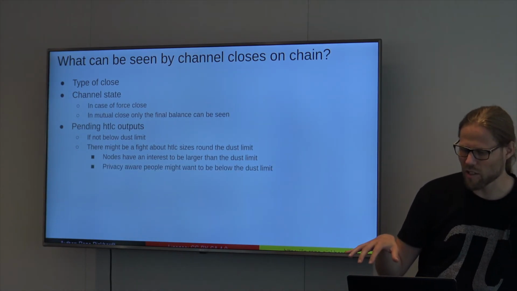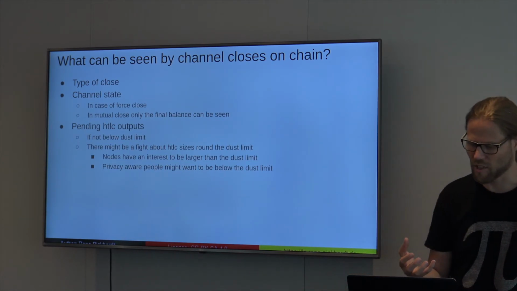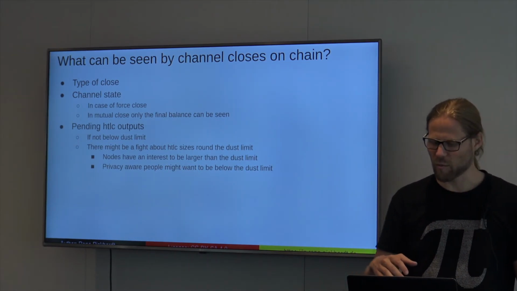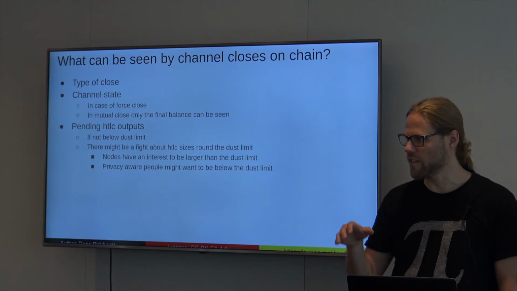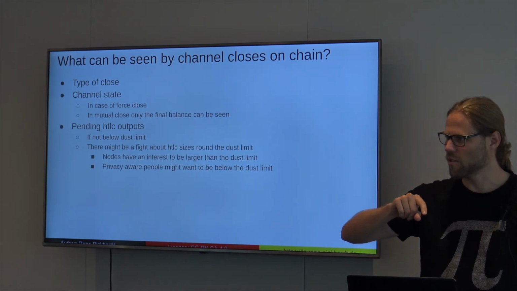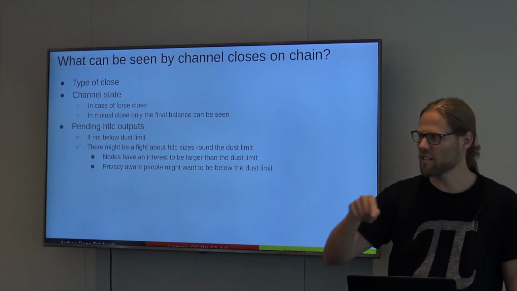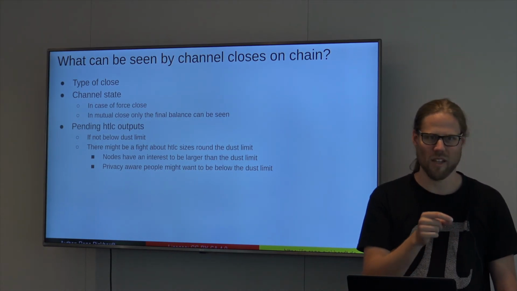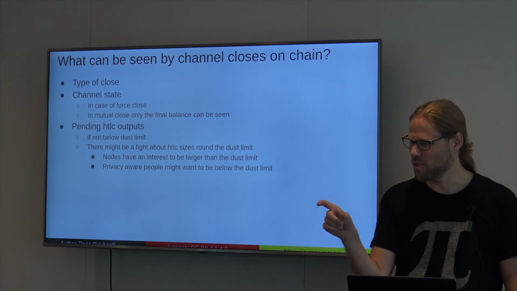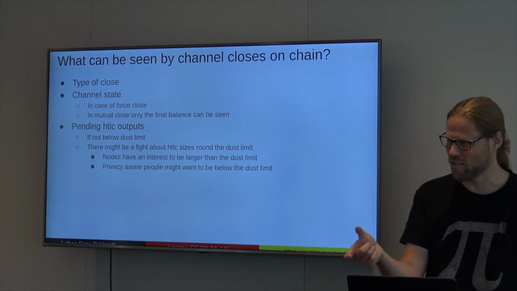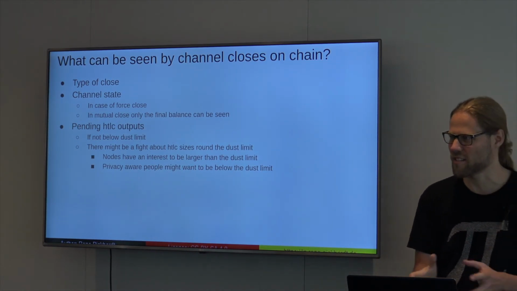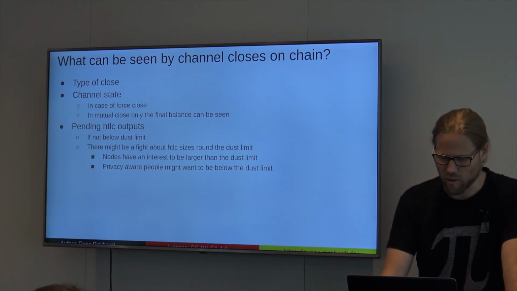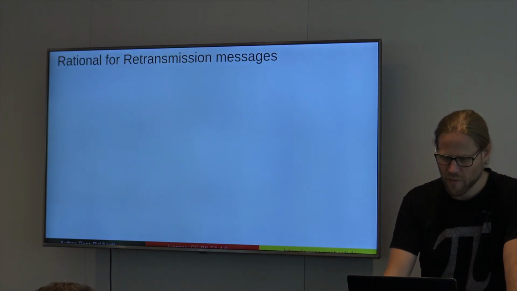So nodes have an interest to be larger than the dust limit, and there's privacy, where people might want to be below the dust limit, right? So if I'm a routing node, I will only route payments that are bigger than the dust limit, but if a person cares very much about their privacy, they never want to see the payment hash or the pre-image later on chain, right? So they only want to make payments smaller than the dust limit, and this might also be gamed by some people.